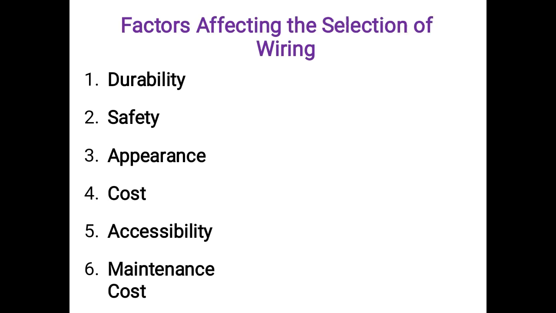What are the factors for the selection of wiring? First is durability, then safety, appearance, cost, accessibility, and maintenance cost. These are the factors while selecting the wiring.